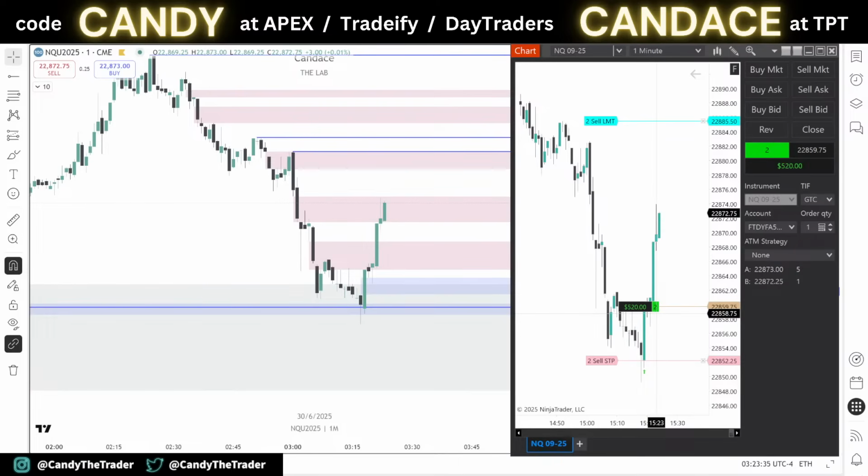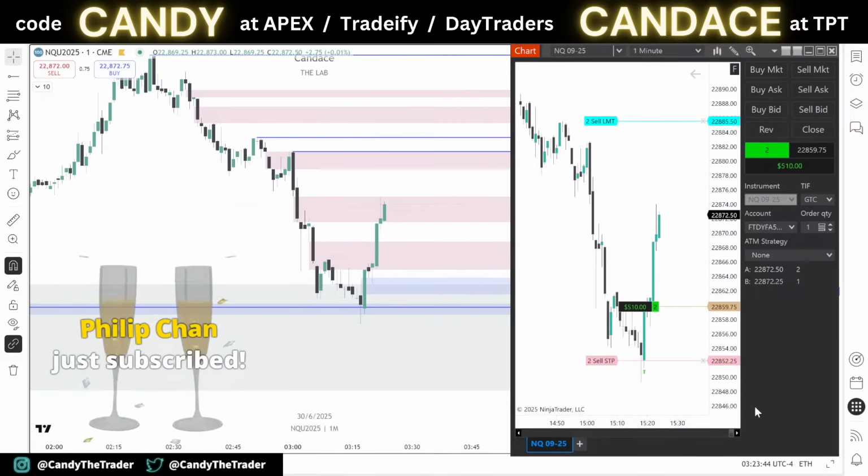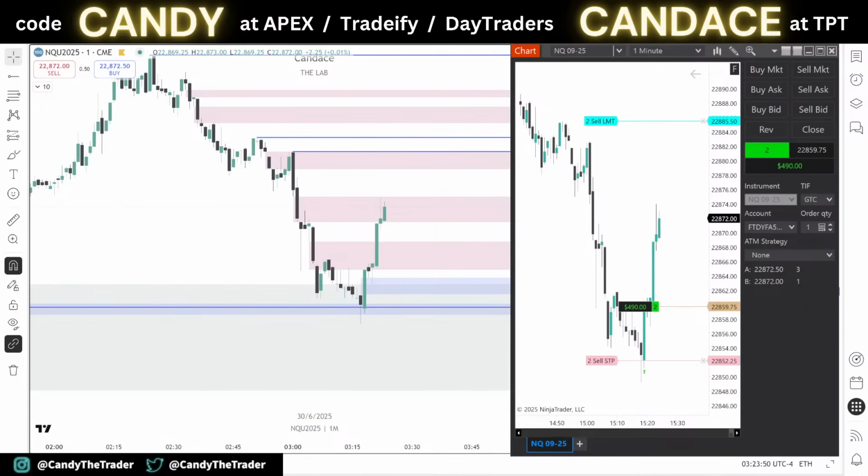I mean, at least after I enter, price did go the way I want, right? It isn't like when I enter, price goes in the opposite direction, then that's gonna suck. I've done that before, so that's gonna suck. But I'm glad we're not like that for today.